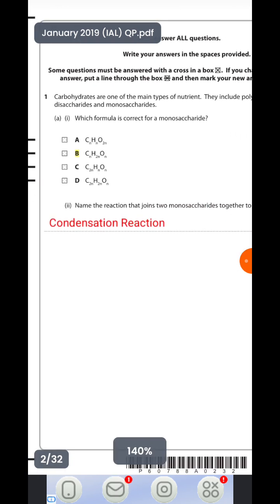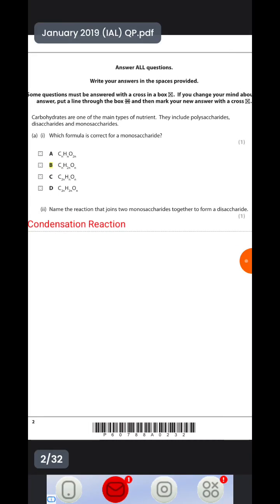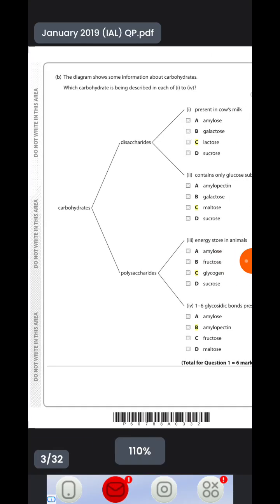Then Roman numeral 2. Name the reaction that joins two monosaccharides together to form a disaccharide. So, two monosaccharides join together by removing a water molecule. So, the reaction is condensation. Every time when water is removed, it's always condensation.